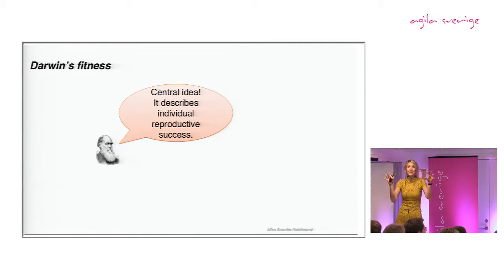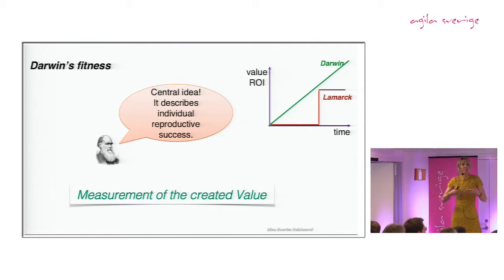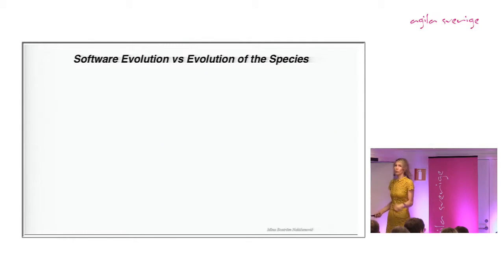Darwin's fitness is the central idea in the whole theory. It describes reproductive success. It's in fact a measurement of the created value. And from this graph, we can say that Lamarck's giraffes didn't create any value for a long period of time and started creating at the end, while Darwin's giraffes were creating value from the early beginning. As you could see, there are many similarities between the evolution of the species and software evolution.